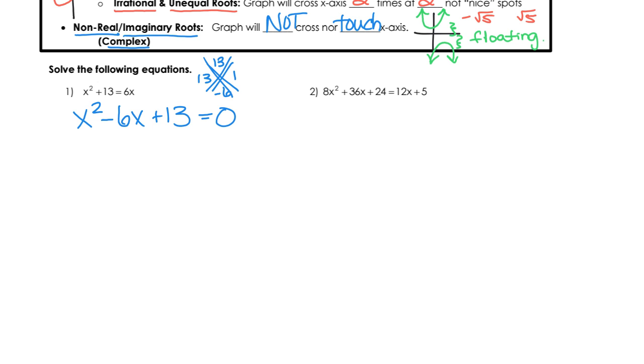I have two options left. I could complete the square, or I could use the quadratic formula, and I think by now we know that the quadratic formula is a little bit more user-friendly than completing the square. And so we're going to go ahead and state our values. Our A value is 1, our B value is -6, and our C value is 13. And so now we can go ahead and use the quadratic formula. If you don't remember it, it's on your reference sheet.